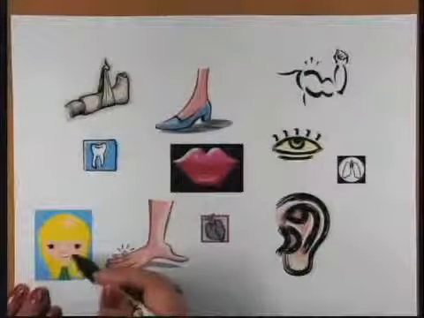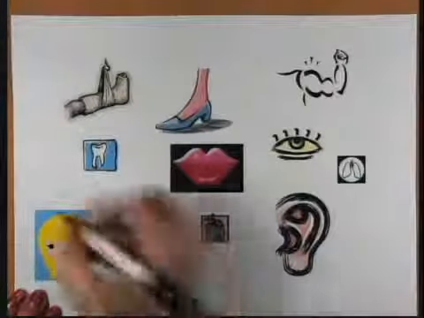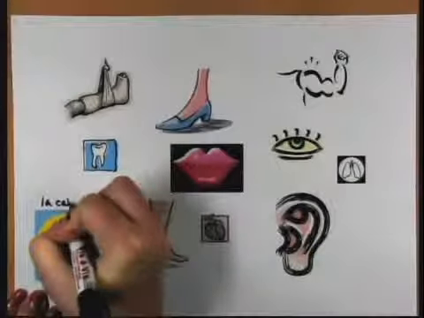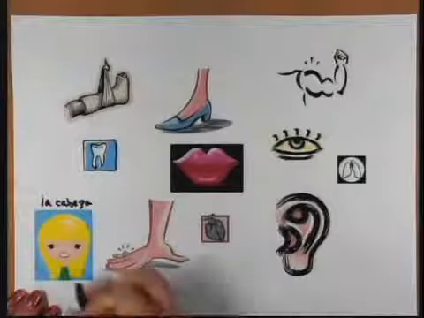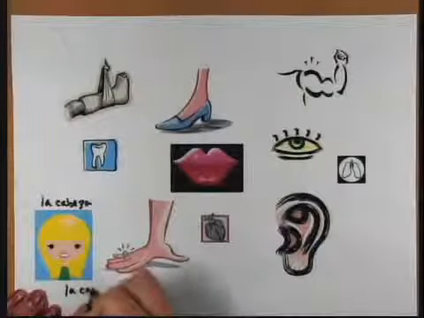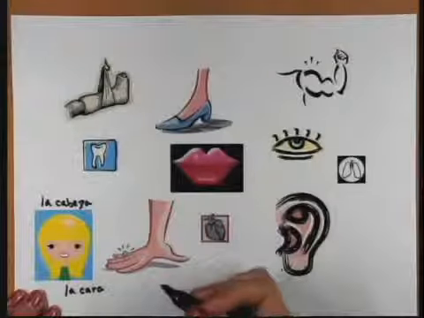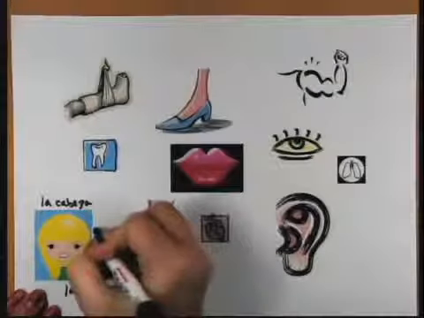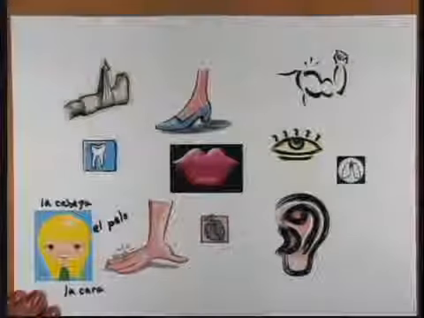Ahora vamos a repasar las partes del cuerpo humano. Now we're going to review body parts. Okay? Empecemos con esta chiquita. Let's start with the little girl. How do you say head? ¿Cómo se dice head? La cabeza. ¿Cómo se dice face? La cara. Repite, la cabeza, la cara. ¿Y hair? ¿Cómo se dice hair? Repite, el pelo. El pelo, muy bien.